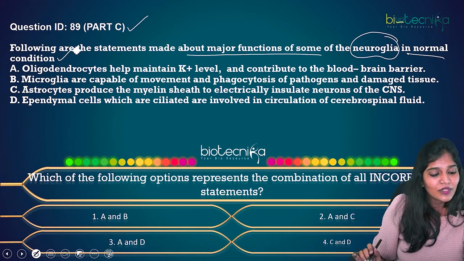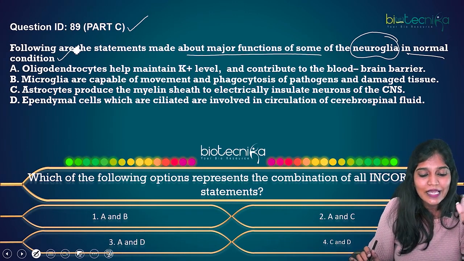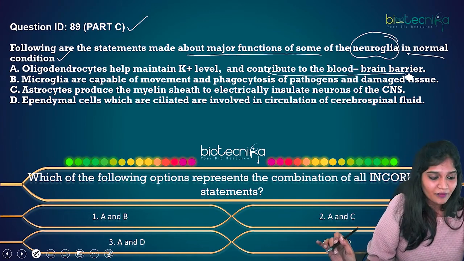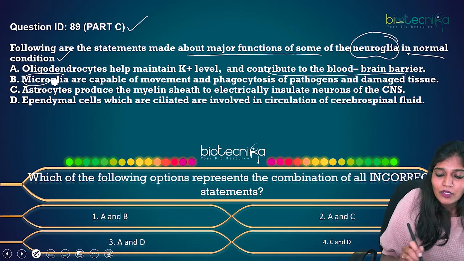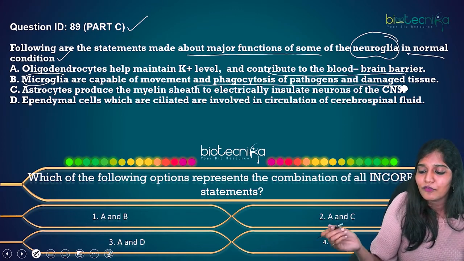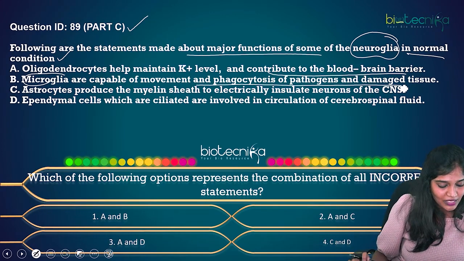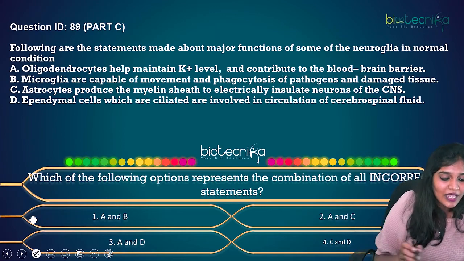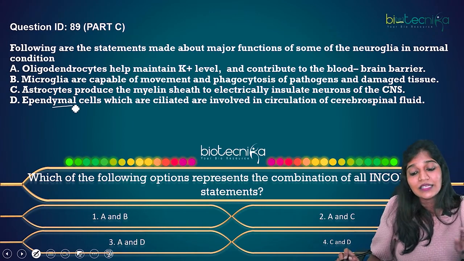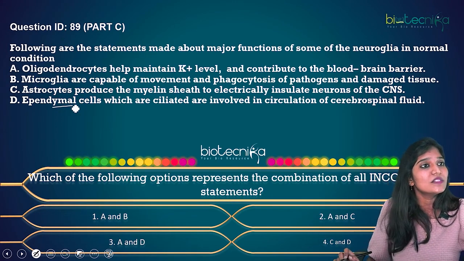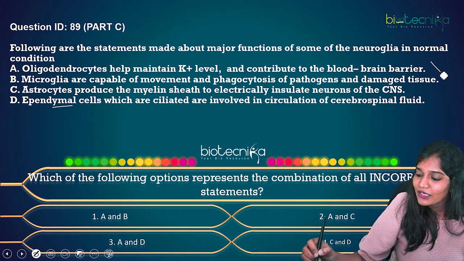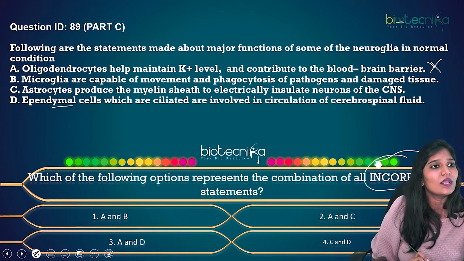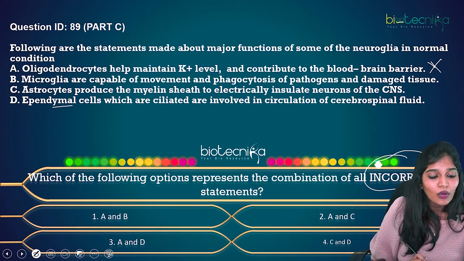They have given: oligodendrocytes help maintain potassium level and contribute to the blood-brain barrier, and microglia are capable of movement and phagocytosis of pathogens and damaged tissues, and astrocytes produce myelin sheaths to electrically insulate, and ependymal cells are ciliated, involved in the circulation of CSF. Okay, the first statement is wrong. So they ask you to find out the incorrect statement. Let's look for the incorrect statement.